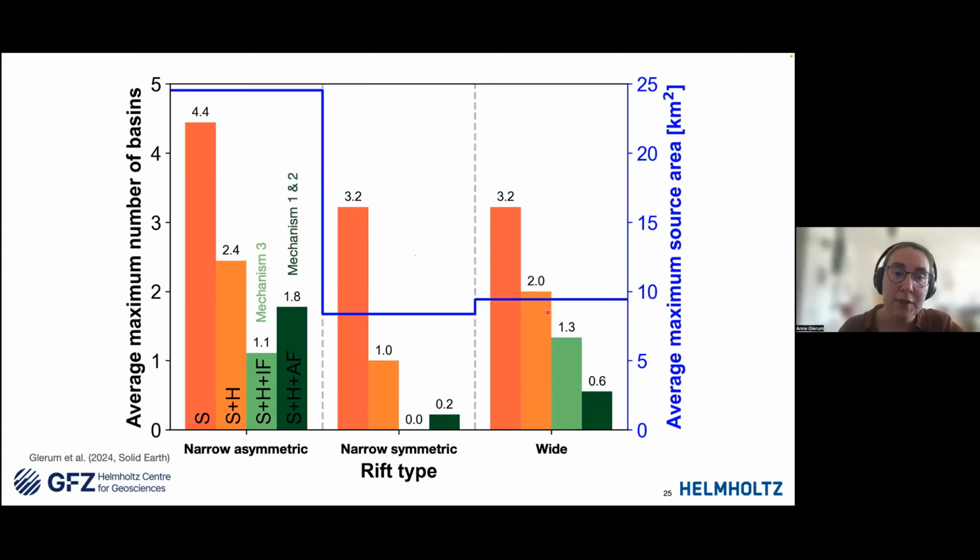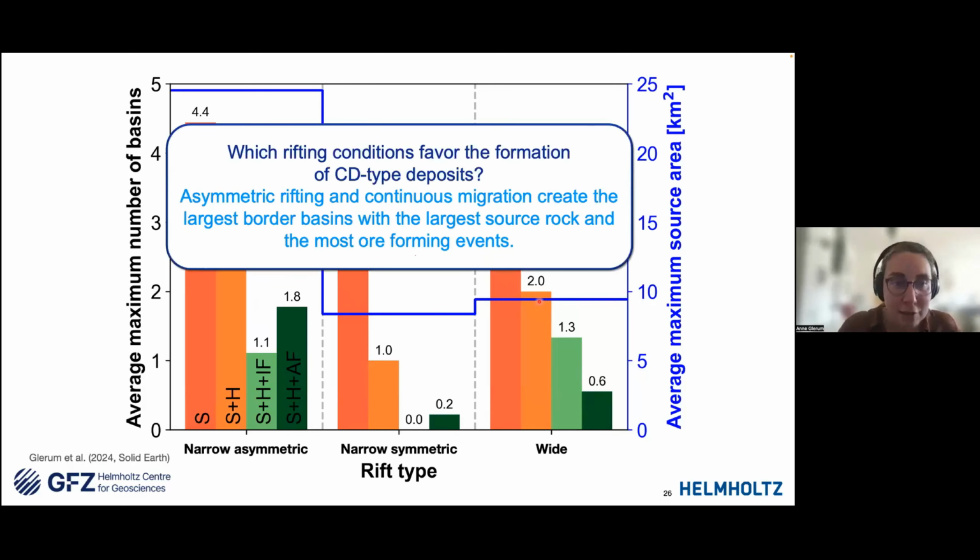For wide rifts, we can see some ore formation mechanisms. This is because the wide rifts also experience some rift migration, but again, the source rock area is only about 1/3. So this is again a less favorable rift type. And so we can answer our first question in saying that asymmetric rifting and continuous migration create the largest border basins with the largest source rock and the most ore forming events.